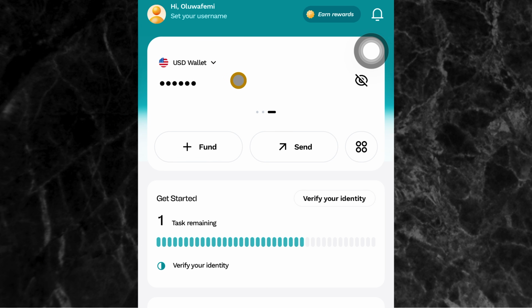So those are the different things you're going to see when you first log in on the app. You basically see all your financials, that is the money you have in your balance, the money you have in your investment, and the money you have in your wallet. You see everything at this point right here.